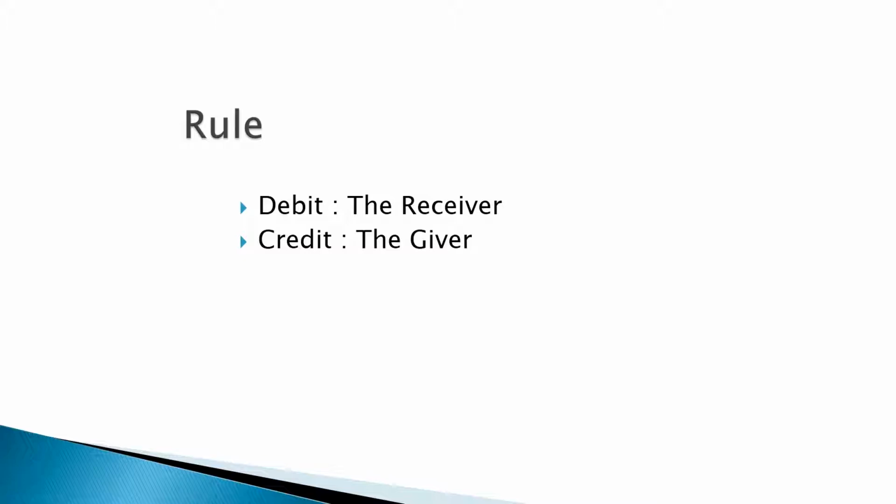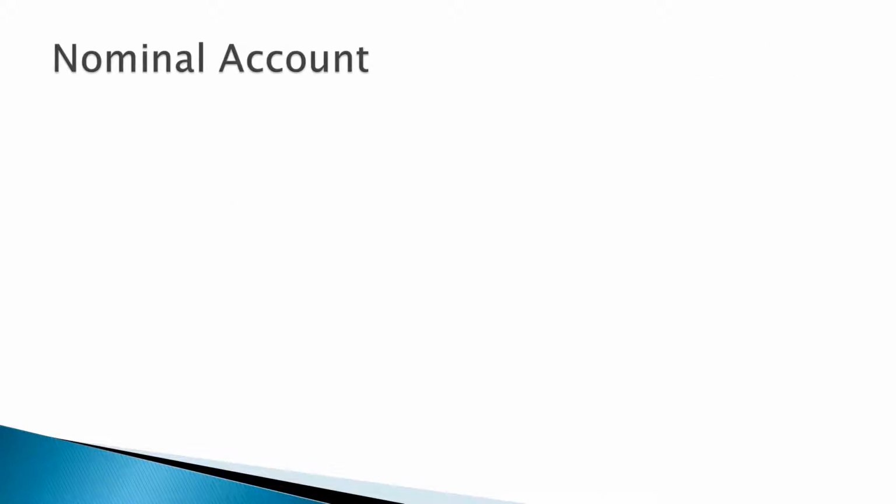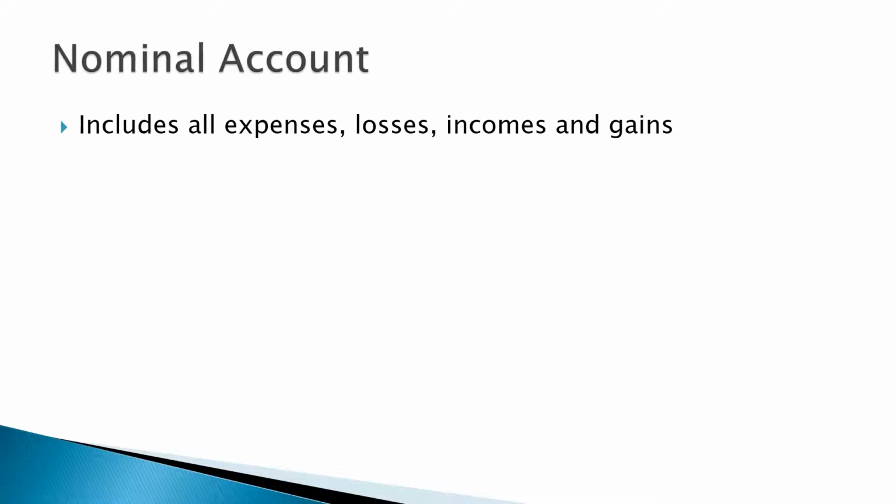When a person gives something to the organization, it becomes an inflow and therefore the person must be credited in the books of accounts. The converse of this is also true, which is why the receiver needs to be debited. And the last type of accounts is nominal accounts. Accounts which are related to expenses, losses, incomes, or gains are called nominal accounts.